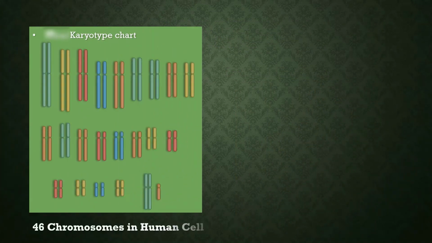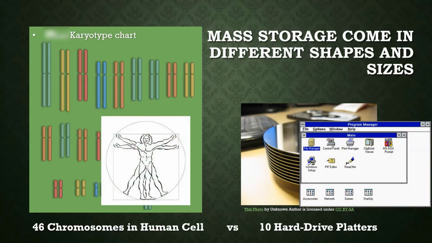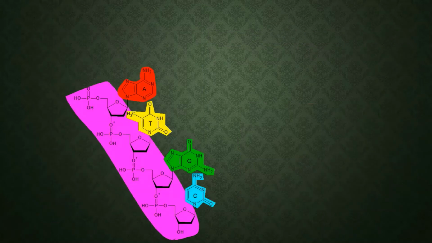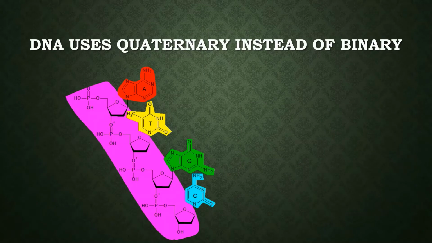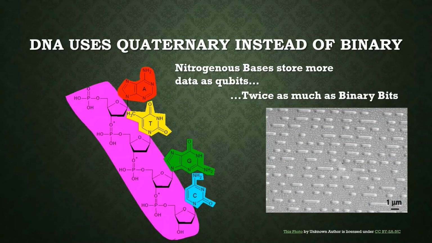DNA is the medium living cells use to store its genome. Just as a hard drive stores files and programs for computers, DNA stores the genetic code that tells your cells how to make you. The key difference is that DNA uses a quaternary system to store genetic information. This means that the 4 nitrogenous bases, adenine, thymine, guanine, and cytosine can each code for 2 bits of information. For example, A equals 0, 1, T equals 1, 0, G equals 0, 0, and C equals 1, 1.